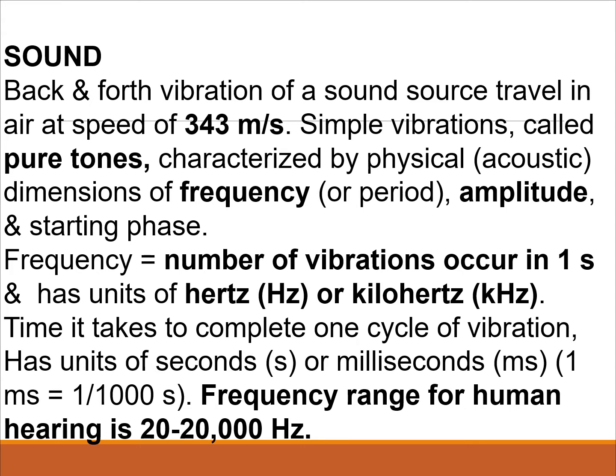Sound: back and forth vibration of a sound source travels in air at a speed of 343 meters per second. Simple variations are called pure tones, characterized by physical acoustic dimensions of frequency, amplitude, and starting phase. Frequency is the number of vibrations that occur in 1 second and has units of hertz or kilohertz. The time it takes to complete one cycle of vibration has units of seconds or milliseconds. The frequency range for human hearing is from 20 to 20,000 hertz.